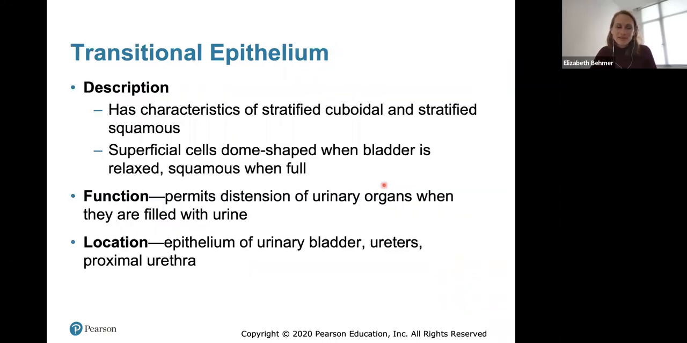Transitional epithelium is one of our specialized types. It looks kind of stratified cuboidal, stratified squamous, but the superficial cells are dome-shaped or balloon-shaped when the bladder is relaxed, and they're squamous or flat and stretched when the bladder is full. This type of epithelium can permit distension of urinary organs when they're filled with urine. They're located in the epithelium of the urinary bladder, the ureters, and the proximal urethra.